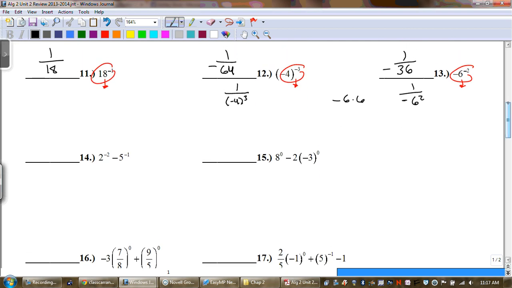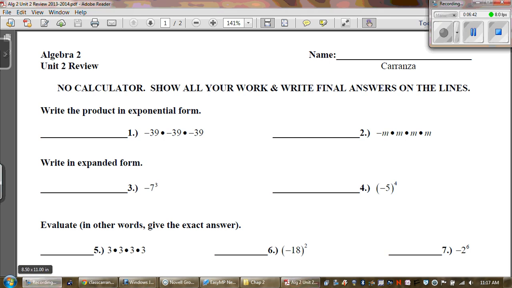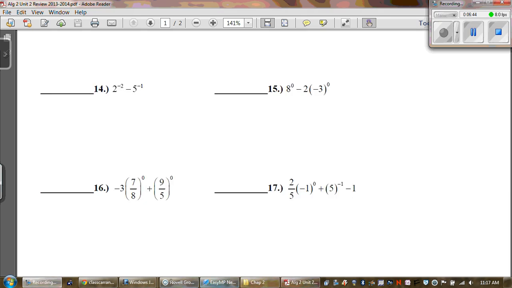All right, some of our favorite problems right here. I'm just going to double check to make sure those signs are correct. Oh, hold on real quick. And we are good. Okay.